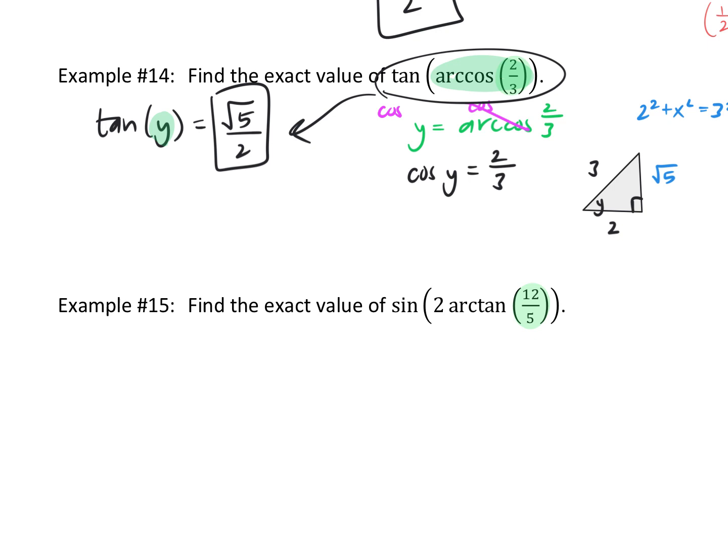All right, this one is going to have the use of a double angle identity in there. Okay, so we are going to still do the same thing. We've got arctan of 12/5. Again, that 12/5 is not on the unit circle, so I'm going to let that piece be y. And if I took the tangent of both sides to get rid of that arctan, then I'm just left with tangent of y is equal to 12/5.